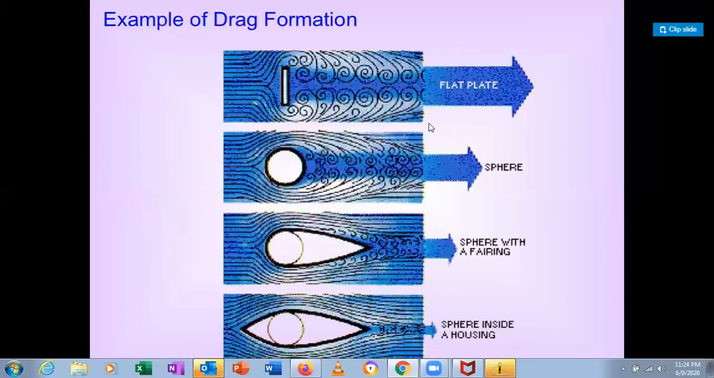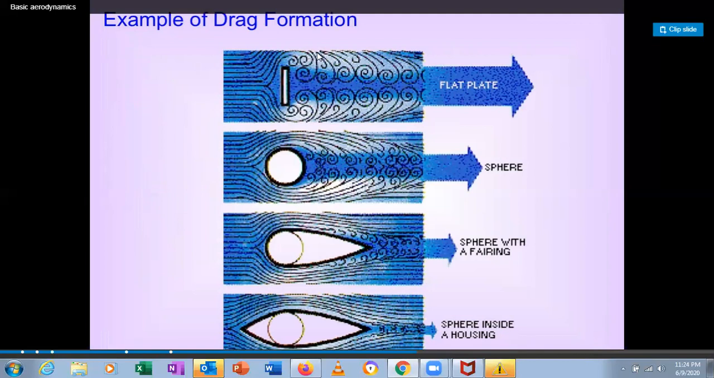You can see an example of drag formation for a flat plate. We don't have much lift there because of that body. If I pick a sphere, the drag will be higher. With the airfoil shape, we have a round leading edge. So a sphere with a fairing gives us a streamline body, and we can have a flow.